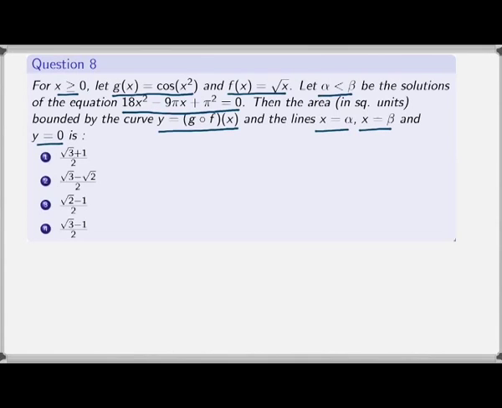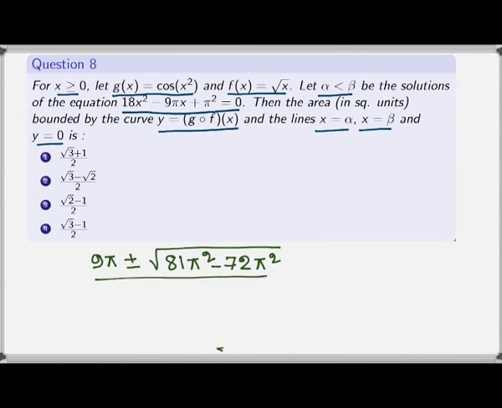To do this, our first job would be to find out what is alpha and what is beta. Let us do that. The solutions of the quadratic equation are 9 pi plus minus square root of 81 pi square minus 72 pi square divided by 36. After simplifying, we can write 9 pi plus minus 3 pi divided by 36.